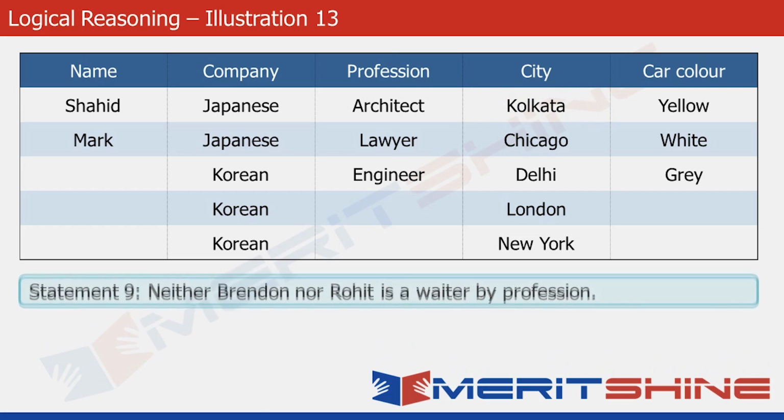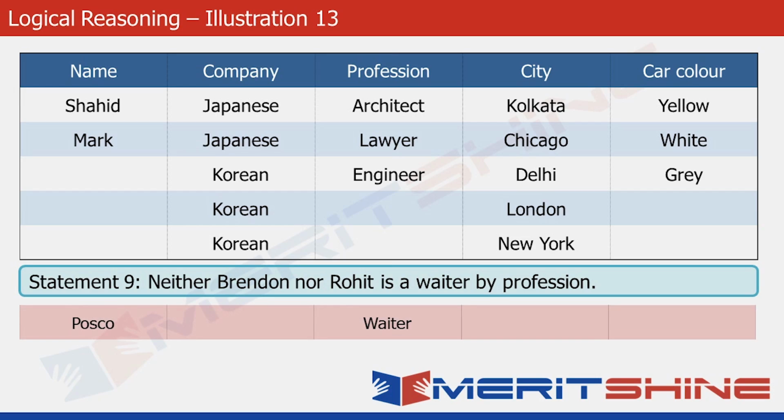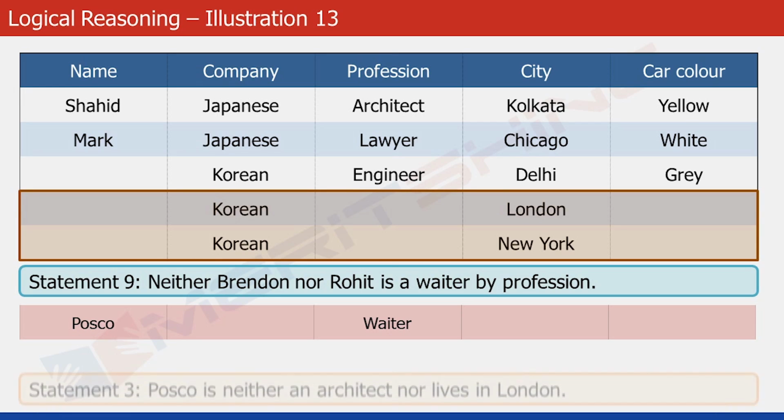Now look at statement 9. It tells us that neither Brendon nor Rohit is a waiter by profession. We can see from the table that Shahid and Mark are architect and lawyer respectively, and neither Brendon nor Rohit is a waiter. It means that the fifth person left, that's Bosco, has to be the waiter. So let's make a block like this. Now there are two rows in this table in which this block can be placed. These two. Let's leave it like this and look at statement 3 now.